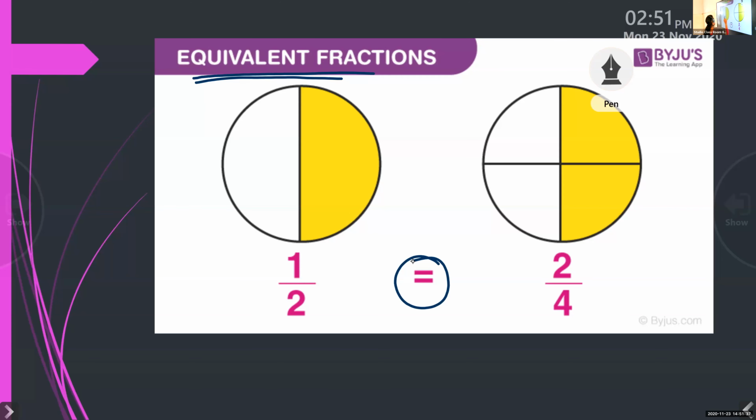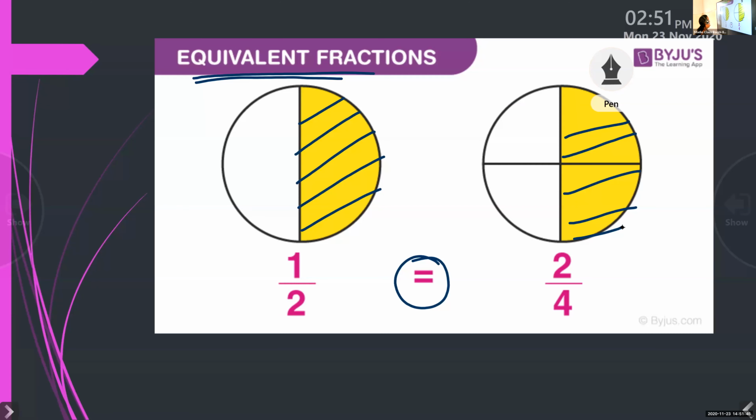Now look at the picture here. This is like half, and here also we are getting 2 parts. So the amount is the same.